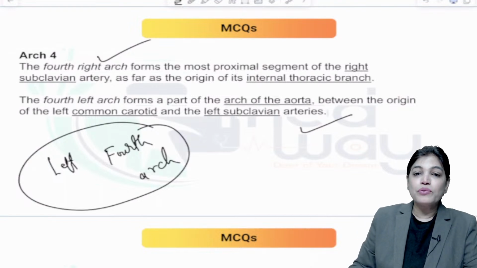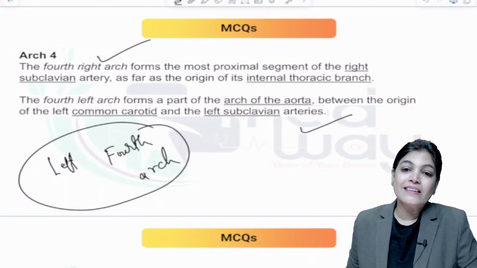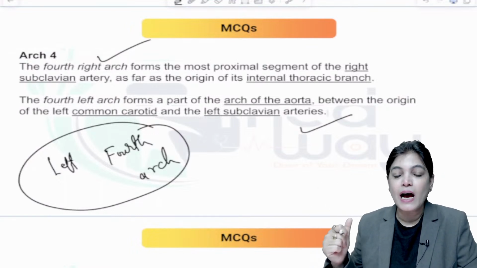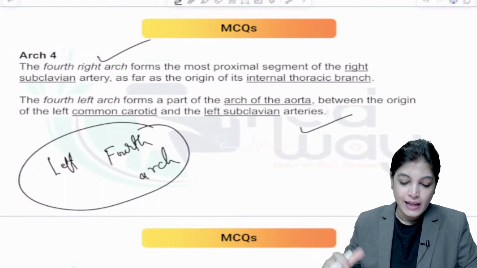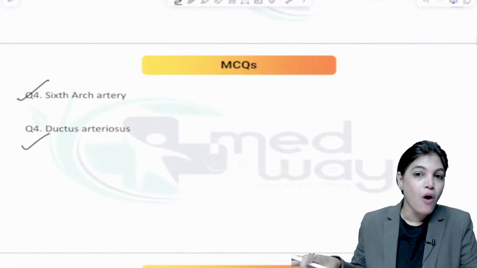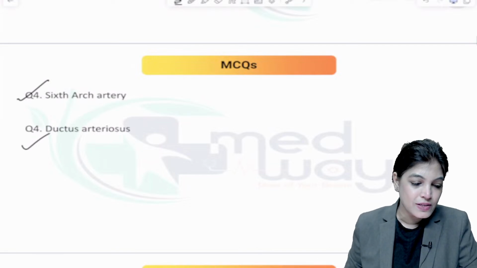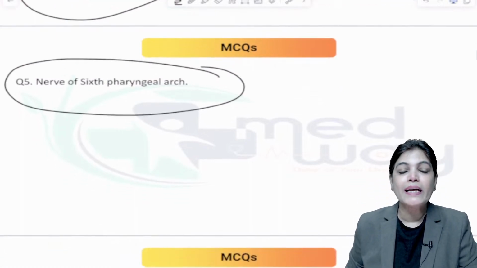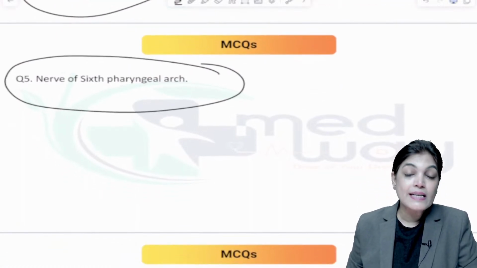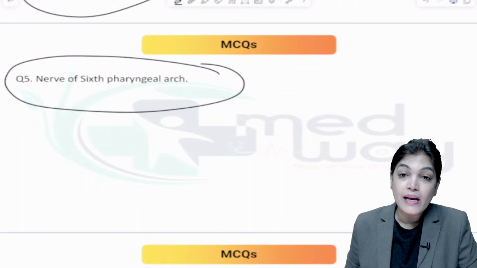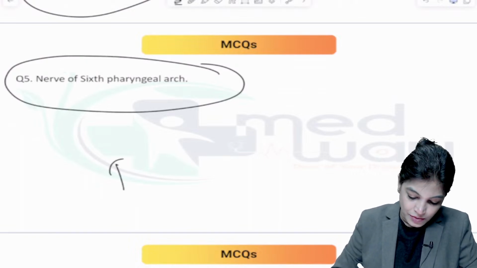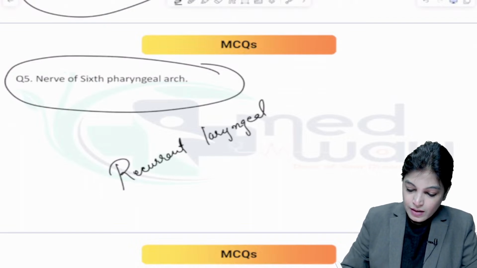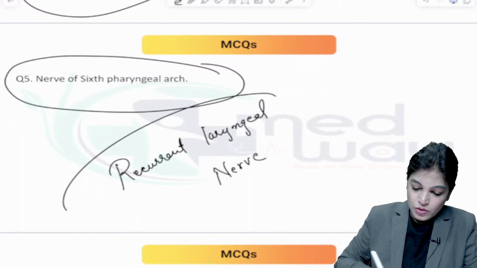But I think a few of the students also told me that there was a question not for the artery but for the nerve. It was asked about the sixth arch artery and the nerve. So for question number four, I have given all the possibilities which could have been asked. So if we talk about the nerve of the sixth arch, again this is a question of embryology, head and neck series, and the correct answer will be the recurrent laryngeal nerve. What will be the correct answer? Recurrent laryngeal nerve. So this was very easy.